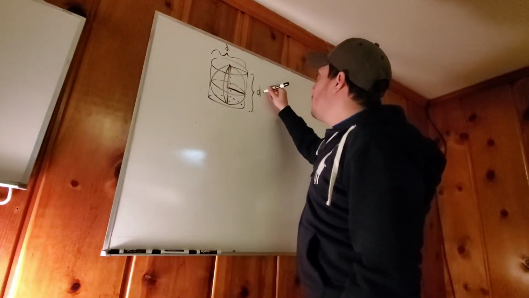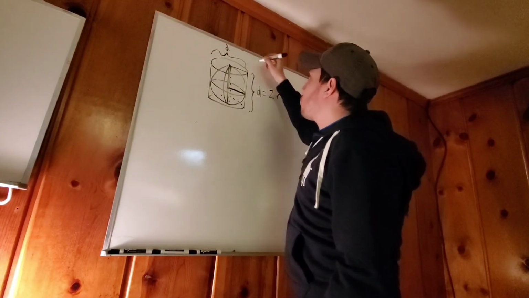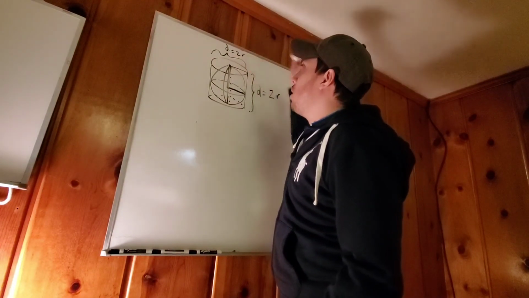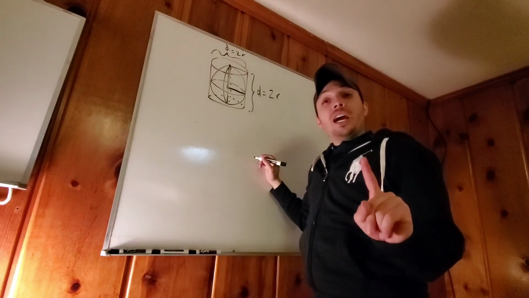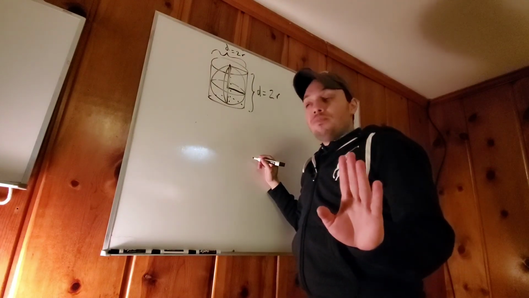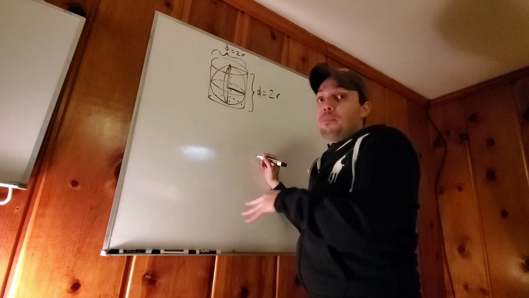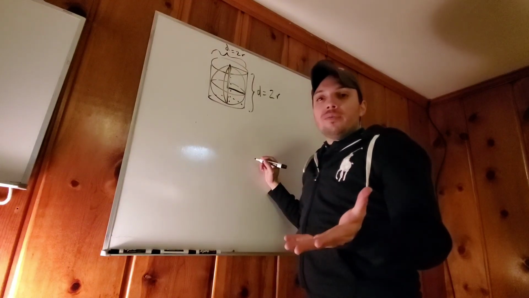So far so good. So the diameter is 2 radius, and this is 2 radius. Okay, so let's find out the volume of the cylinder, because that one we know. What is the volume of the cylinder?